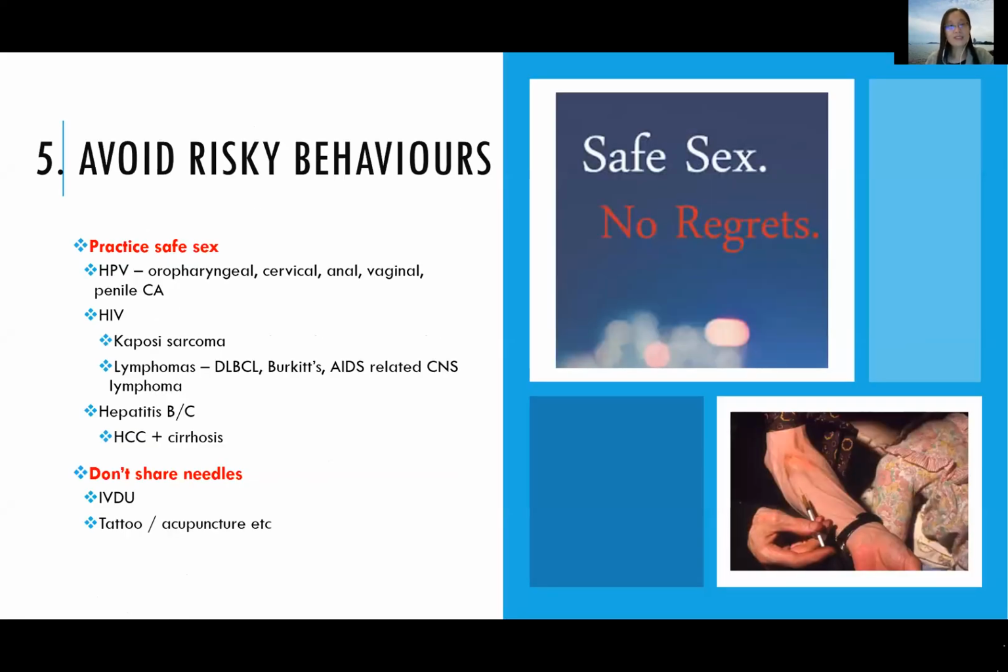So the other thing is to avoid risky behaviors. We know we can have sexually transmitted HPV and HIV, hepatitis B and C as well. HPV I've mentioned. HIV has a host of cancers related to it, including Kaposi sarcoma, certain types of lymphoma like diffuse large B-cell lymphoma, Burkitt's lymphoma, and AIDS-related CNS lymphomas, the brain kind of lymphomas, that can happen.